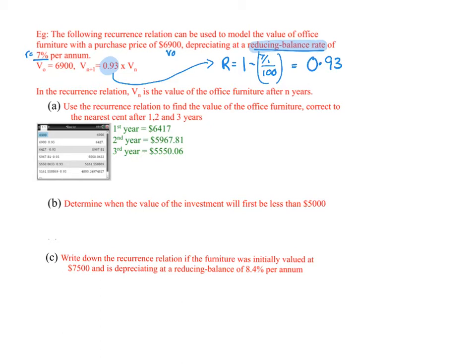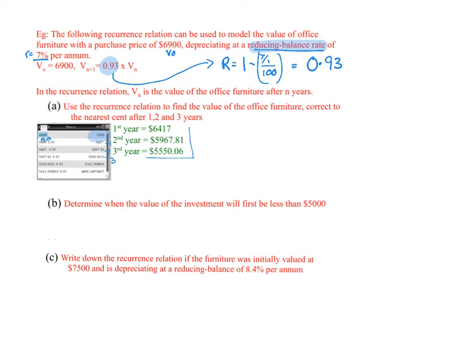Okay, it says use the recurrence relation to find the value of the office furniture after 1, 2, or 3 years. So because we're just doing the start one, you can see there I put the 6,900 into the calc, press enter, and then what happens is we press times and we'll get that answer equals, and then you do it. So here's 1 year, 2 years, 3 years. So I've just written them out here.